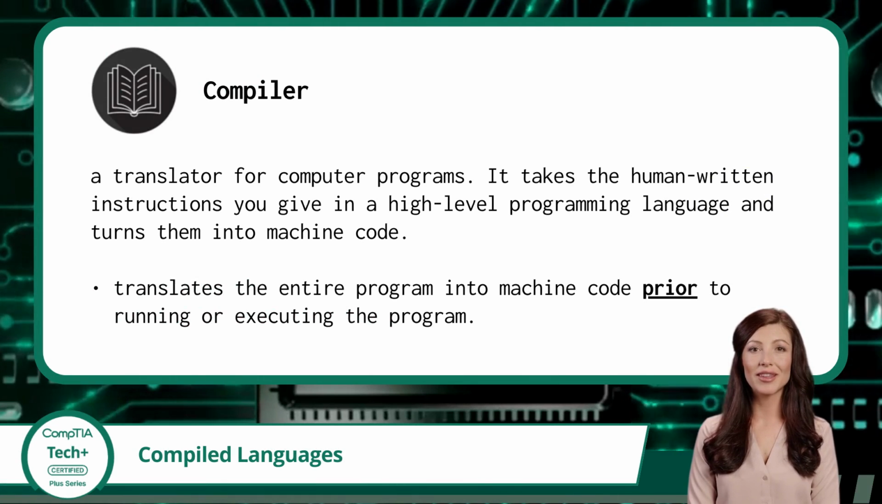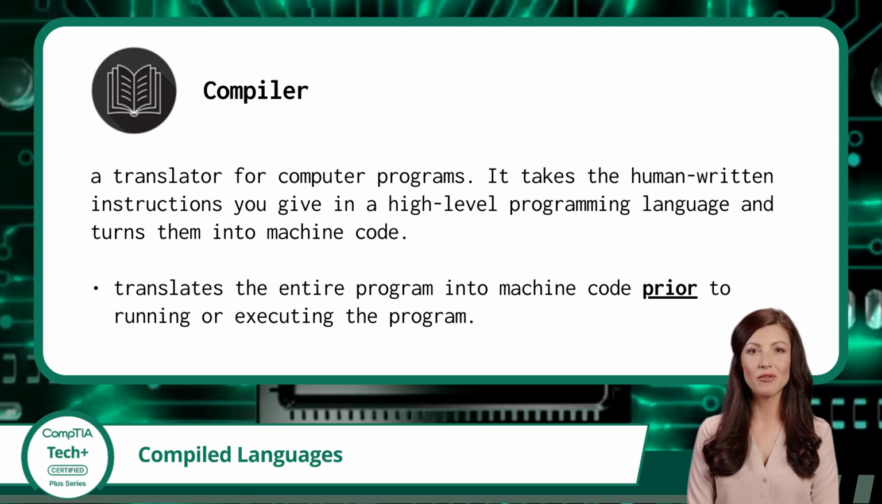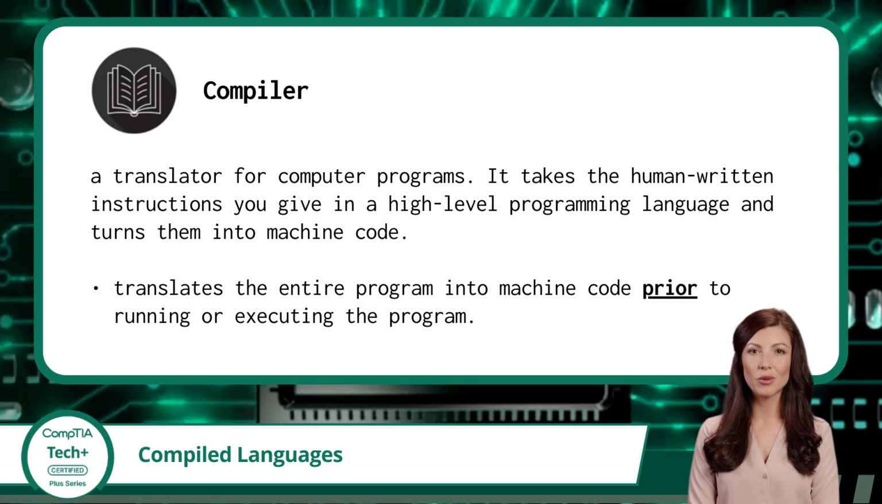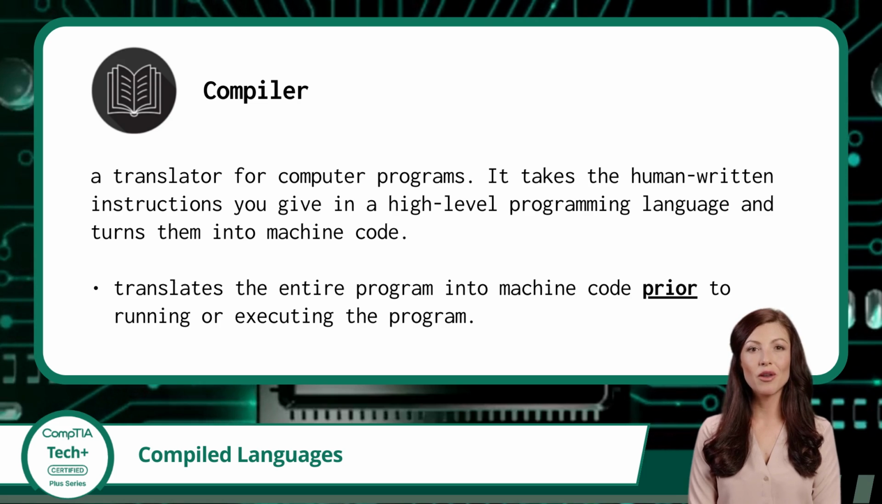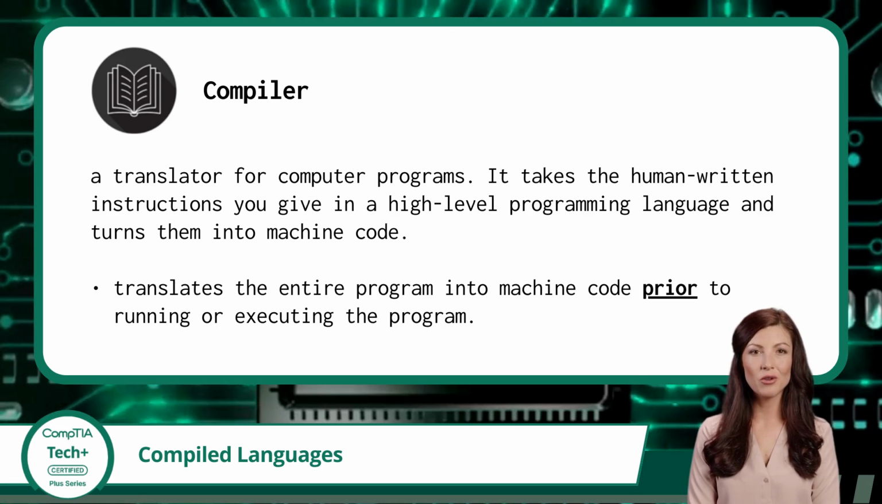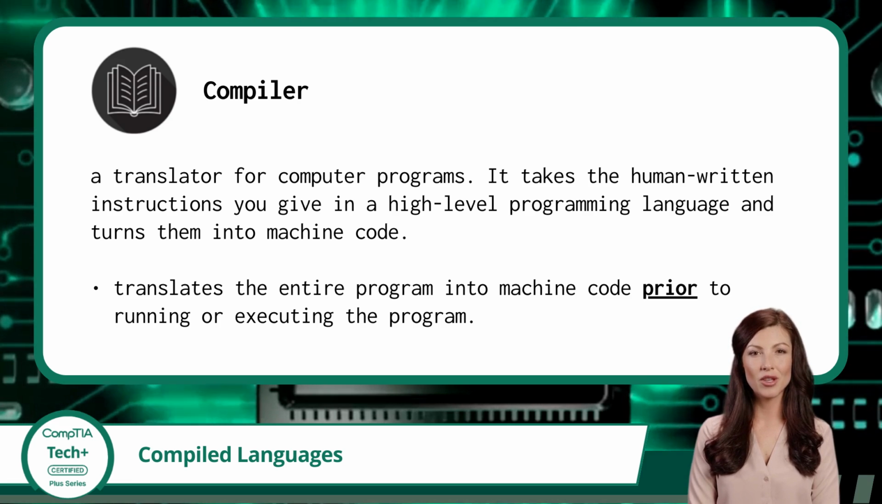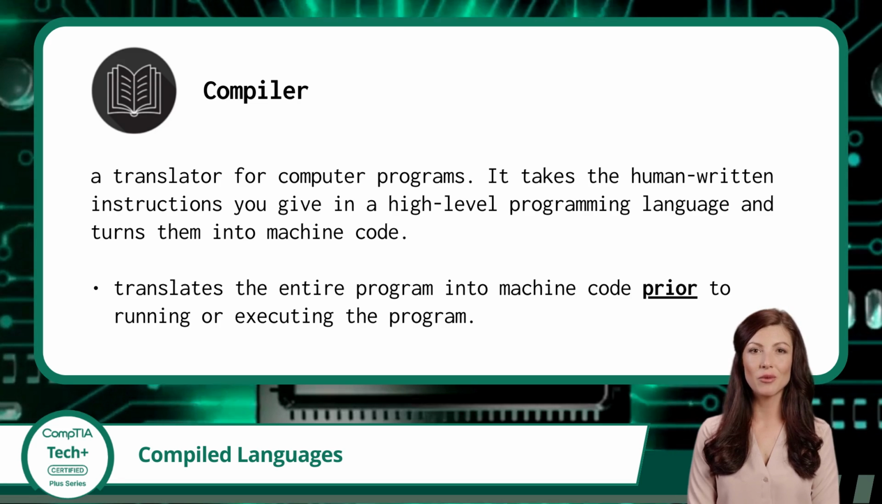But to begin understanding what a compiled language is, you first need a definition for a compiler. A compiler is a translator for computer programs. It takes the human-written instructions you give in a high-level programming language and turns them into machine code. It is important to note that a compiler translates the entire program into machine code prior to running or executing the program.